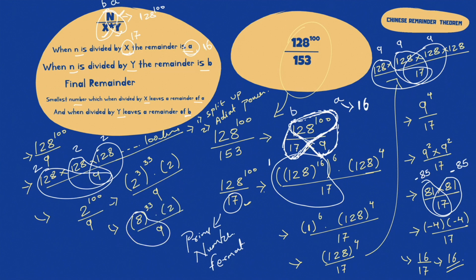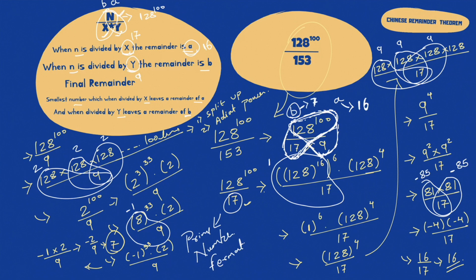8 divided by 9 gives a negative remainder of minus 1, and that is why I had adjusted the power. Minus 1 will now be multiplied how many times? 33 times, into 2. Minus 1 multiplied 33 times, which is an odd number of times, is nothing but minus 1. Minus 1 into 2 divided by 9, I'll get the answer as minus 2 by 9, but that is a negative remainder. The positive remainder will be minus 2 plus 9, which is 7. So now I get my b to be 7.